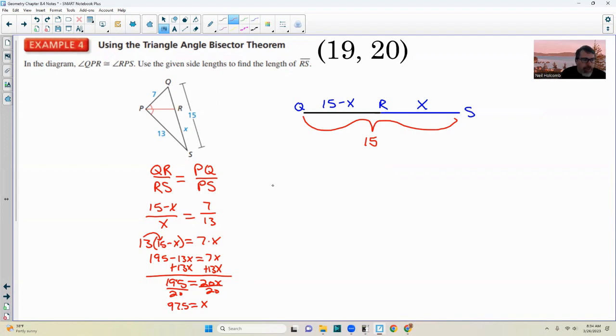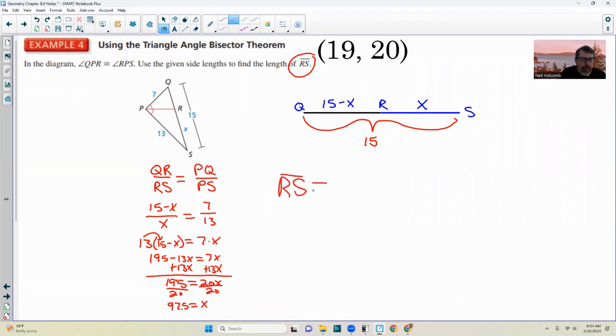So the length of RS, so segment RS is 9.75 units. We just found RS, which is X. Okay. Use the given, always when you're done, read what they're looking for. If it said find X, we'd be done, but it doesn't. It says use the given side lengths to find the length of RS. So your answer should always end with what they're telling you to find.